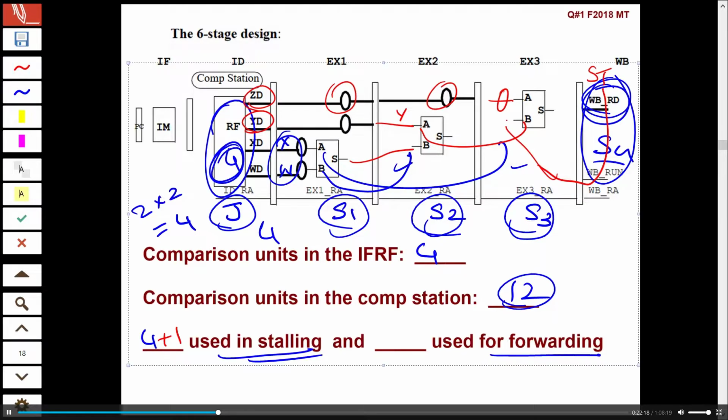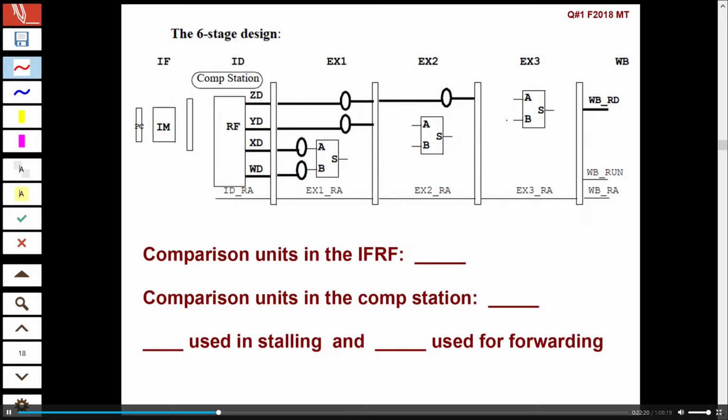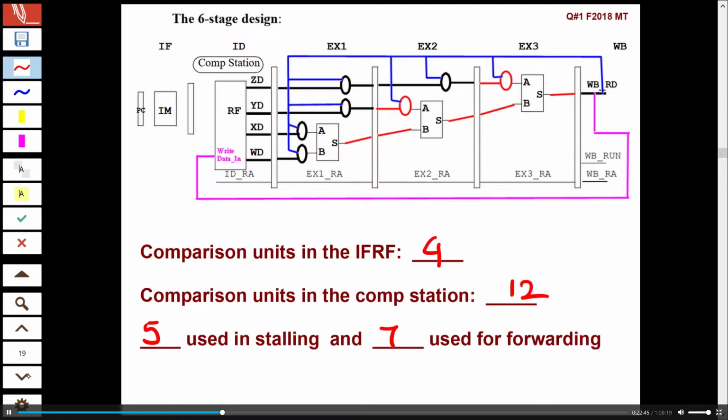So 4, 12, 5, 7. And what are these 7? Actually, I need to draw forwarding multiplexer here and here. And that solution is shown here.